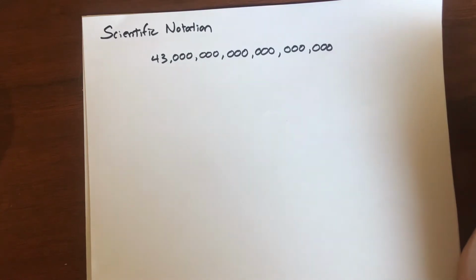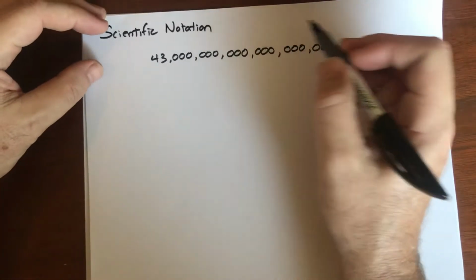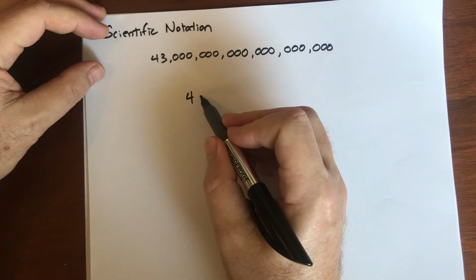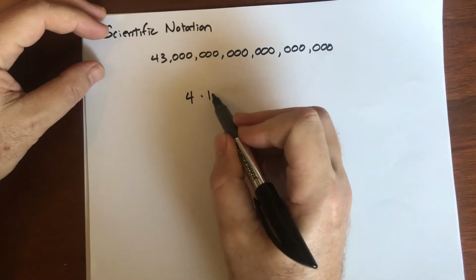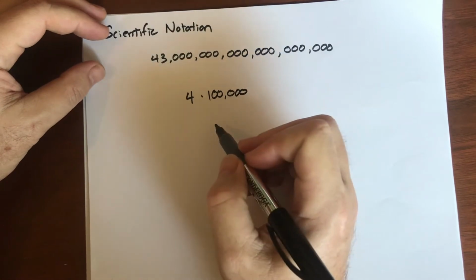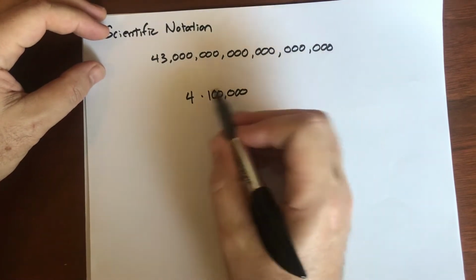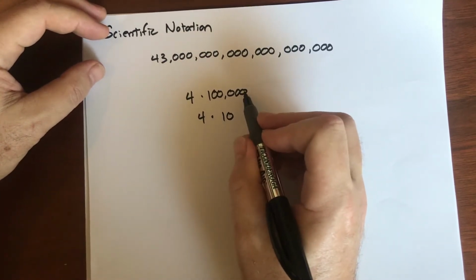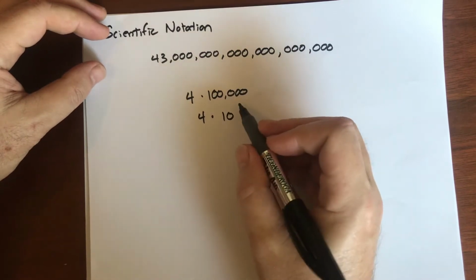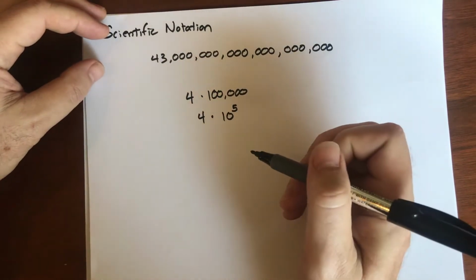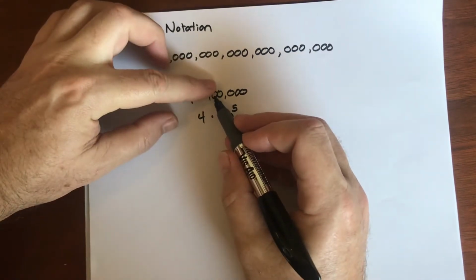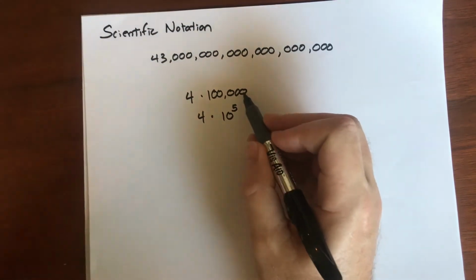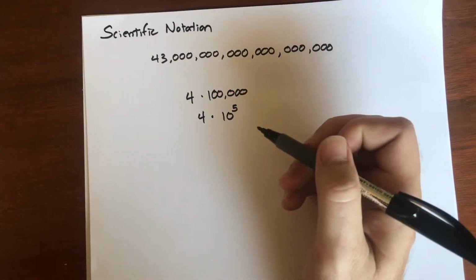So what they do is they use the base 10. So, for example, 4 times, let's say, 100,000, right, is 400,000. You can write this as 10 to the power of, there's 1, 2, 3, 4, 5 zeros. Just the power of 5. Because 10 to the power of 1 is 10, 10 to the power of 2 is 100, power of 3 is 1,000, power of 4 is 10,000, power of 5 is 100,000.